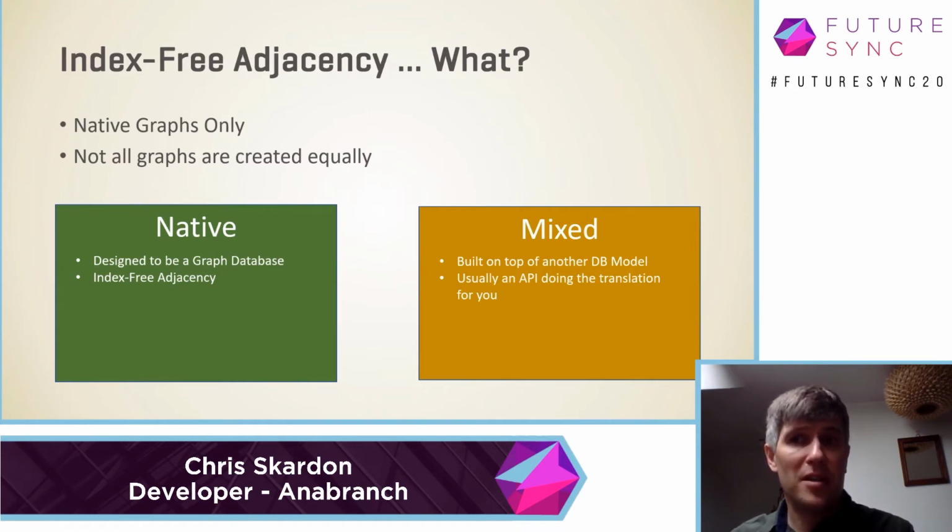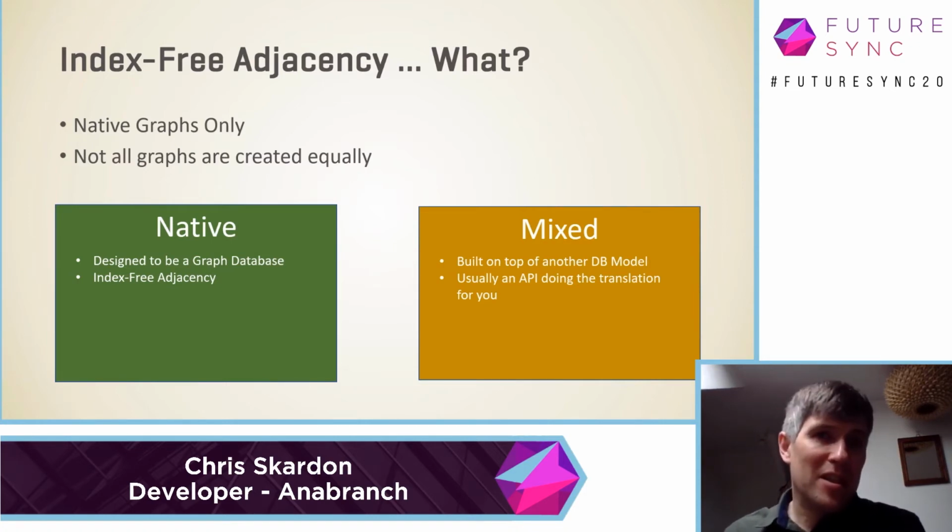Mixed mode databases, so that's Cosmos, Neptune, Orango, they're built on top of another database model. For example, Cosmos is built on top of a document database. And generally, with all of these, you end up using an API which is translating a graph query into a document query. As a consequence, you effectively have a middle layer between the two, which can cause you some performance issues. So, very nice native databases.